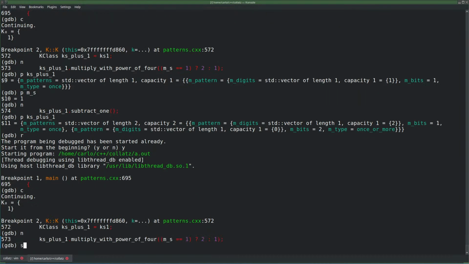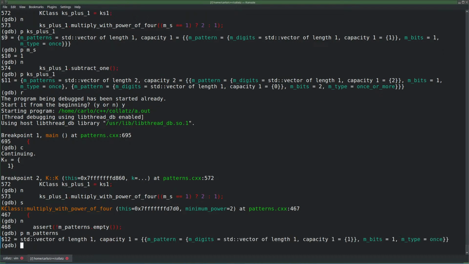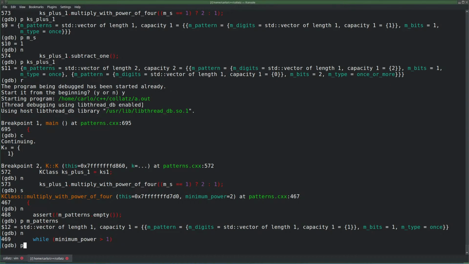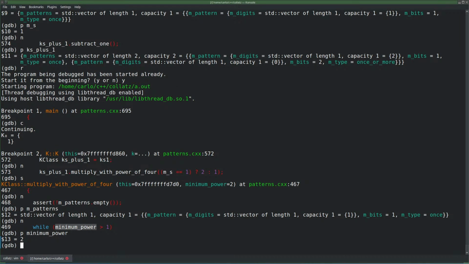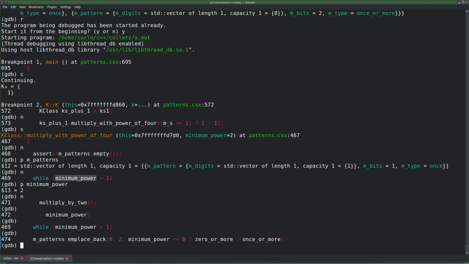Continue, next step. Patterns. So single vector with a single bit, that is 1, repeated once, aka 0. May not be empty. Minimum power. Oh, wait. Minimum power is 2. Oh, yeah, that is correct. So that is correct, actually. So multiply by 2. Yeah, this is correct.